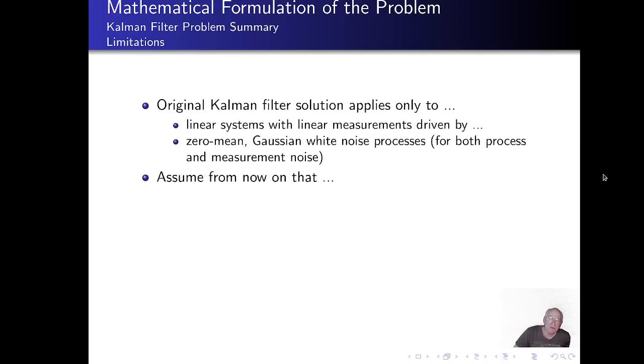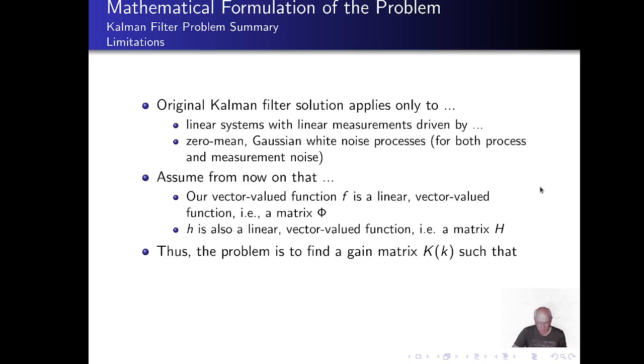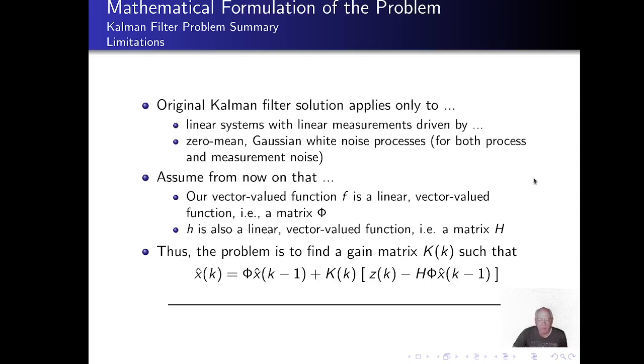So from now on, we're going to assume that the function F is actually a linear vector valued function, i.e. it's a matrix, and we're going to call it phi because that has been traditional in Kalman filter theory practice. H is also a linear vector valued function, so it's essentially a matrix, and it's common to use H as the measurement matrix. So the problem then is to find a gain matrix K such that, just reformulating using phi and capital H, we've got this recursive update equation. Now we're going to declutter that in a second here because it's not really quite telling us exactly what we want to know.